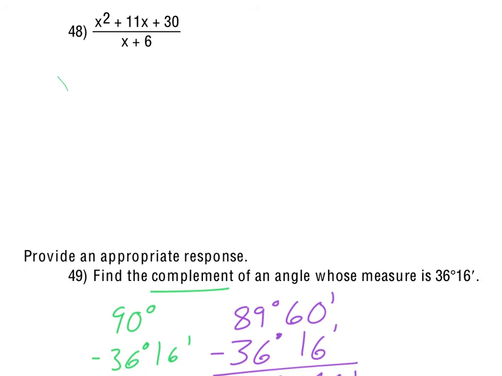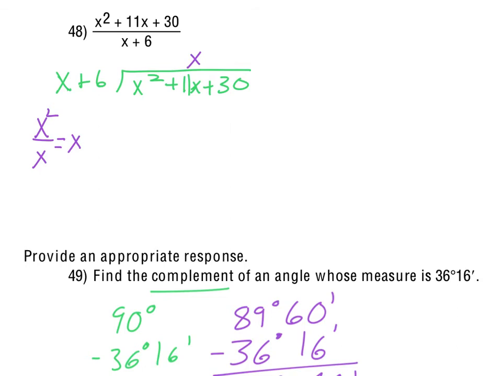Let me fix that quick. So we've got our divisor x plus 6. We've got our dividend x squared plus 11x plus 30. And we've got a three-step process that we go through. We start by dividing that first term of the dividend, in this case x squared, by the first term of the divisor, in this case x, and we get x as the result. So that's the first part of our quotient. From there, we need to find the product of x and x plus 6. In this case, we get x squared plus 6x.